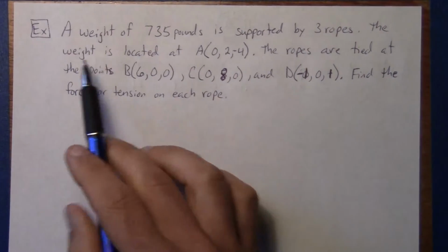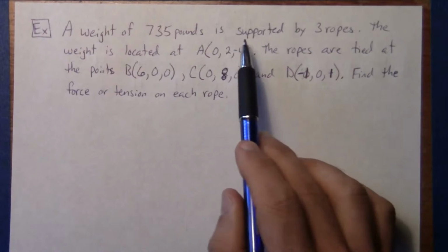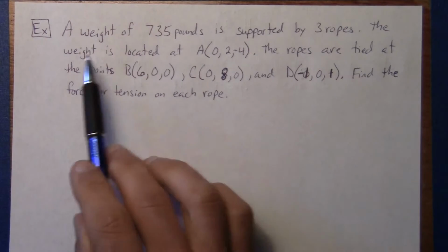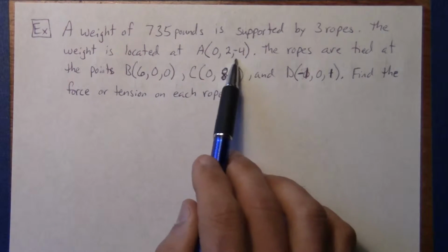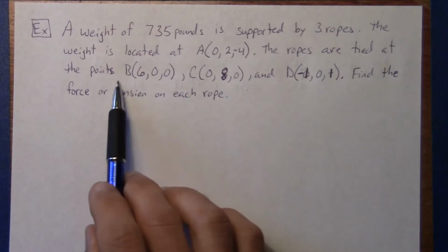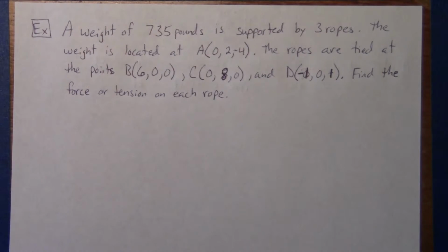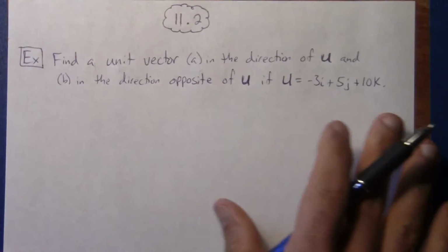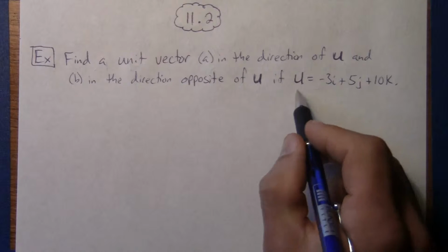And the last one is a story problem where we have a weight of 735 pounds being supported by 3 ropes. The weight's located at this particular point. The ropes are tied off at these 3 points, and they want you to find the force or tension on each rope. Alright, so starting out with the first one, find a unit vector in the same direction of u.